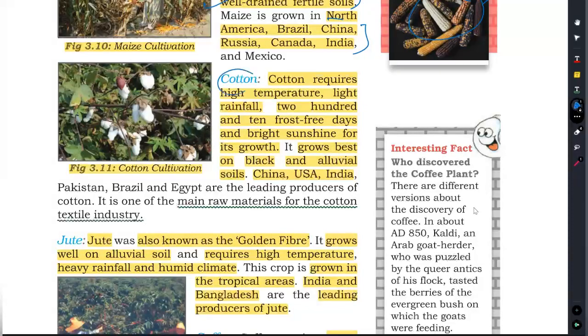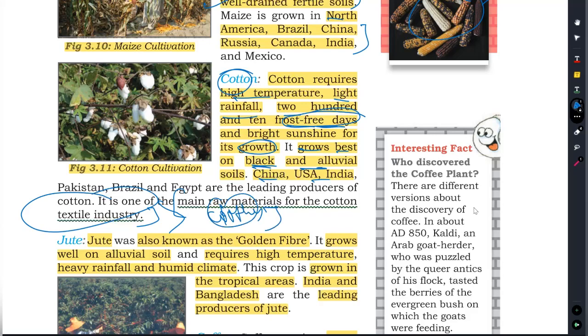Let us now know about cotton. Cotton requires high temperature, light rainfall, 210 frost-free days. This is very important during its growth, and bright sunshine for its growth. It grows best on black and alluvial soil. This is best grown in China, USA and India. It provides the main raw material for the cotton textile industry. Cotton is the main raw material for the cotton textile industry. You get cloths, right? You get cloths from cotton textile industries.